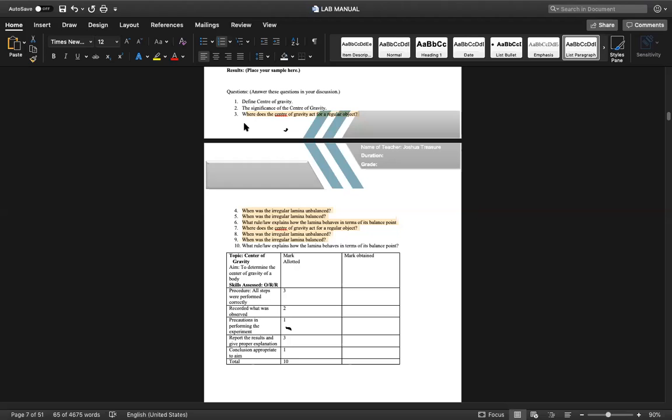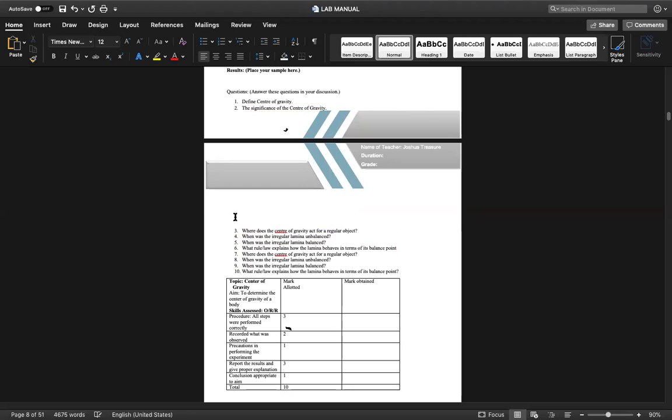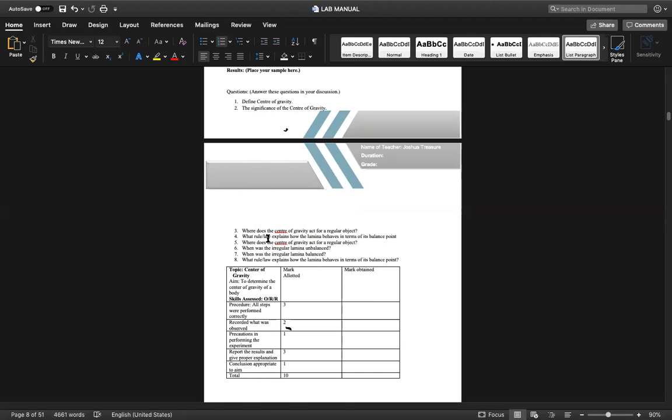Yes. All right. And these questions can help you define the center of gravity. Where does the center of gravity act for a regular object? You can say that for a regular object, it acts at the geometrical center. But for an irregular object, you would have to do this experiment, the irregular laminar. So we can take on some of these questions. As I said, these are just a guide.